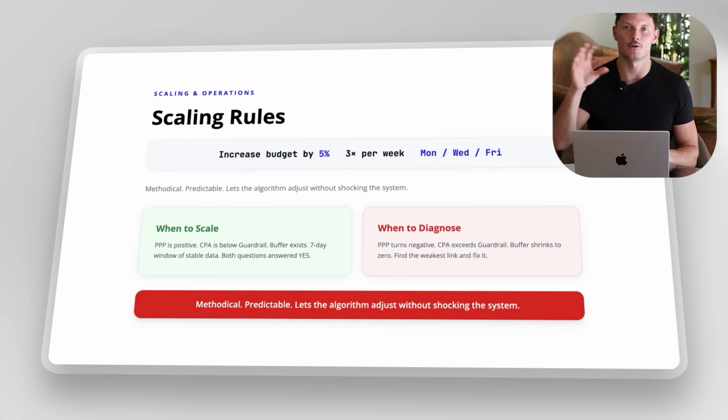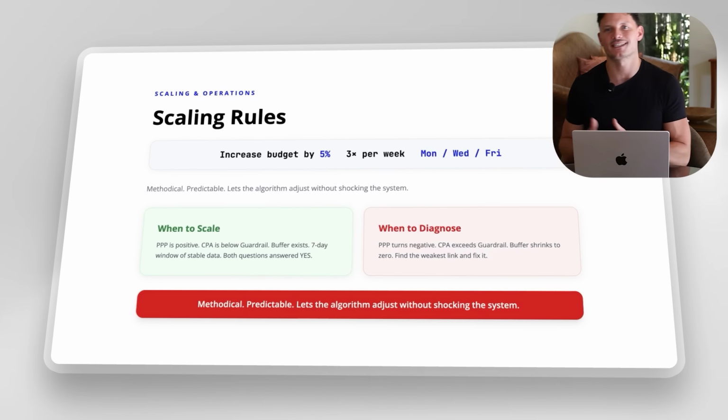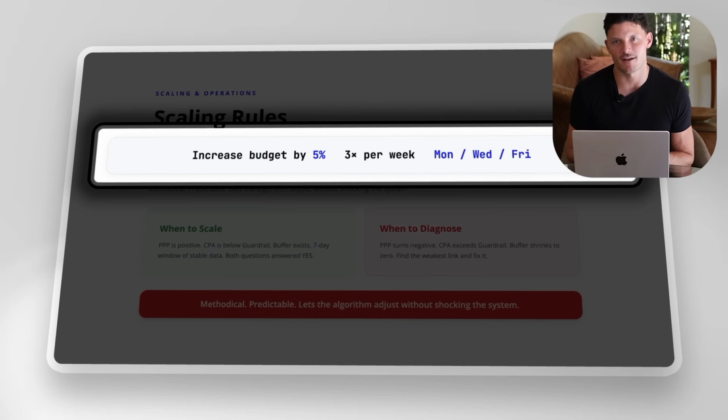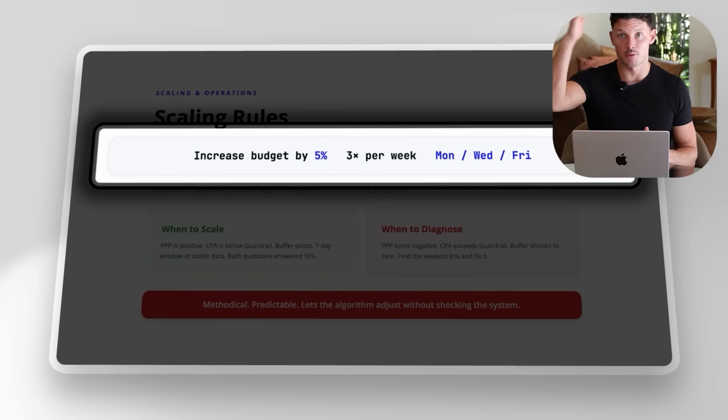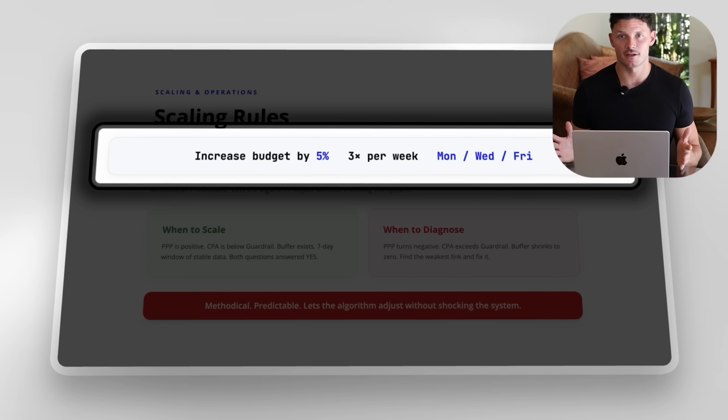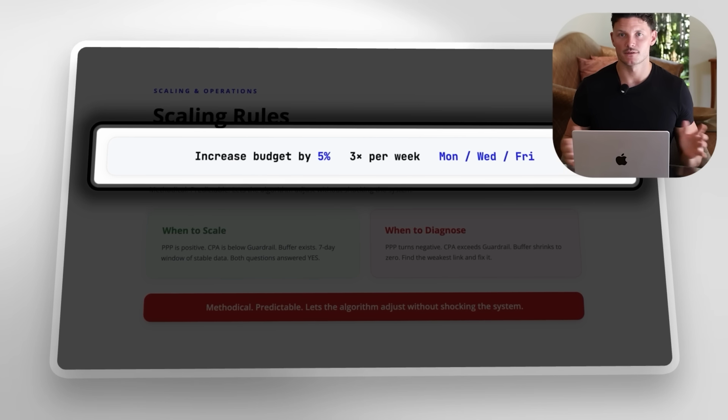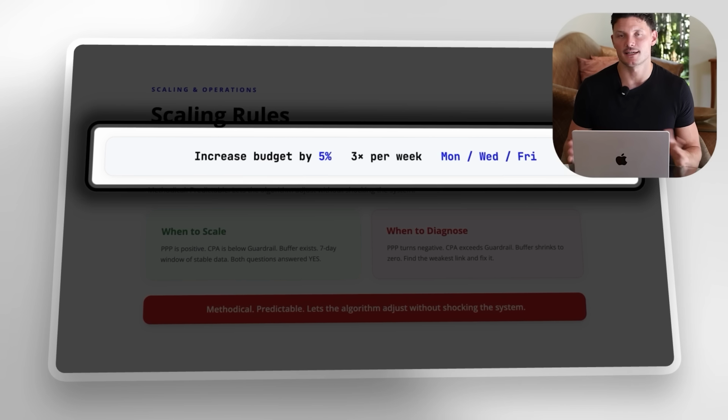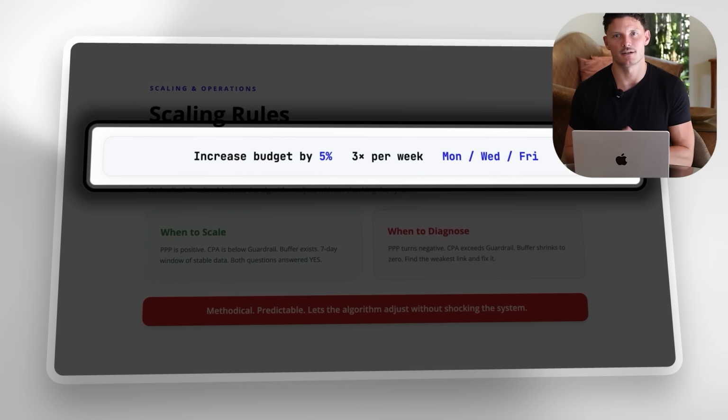We're going to set some automatic rules that on a Monday, a Wednesday, and a Friday, we're going to increase budget by 5%. Big budget swings up or down throw off the algorithm, and the algorithm's like, what is going on? So what I found works best is on a Monday, a Wednesday, and a Friday, we just put a conservative 5% budget increase if it hits our metrics. It's methodical and predictable. It just lets the algorithm adjust without shocking the system. If the answer to those questions is no, then you know now how to diagnose a system.